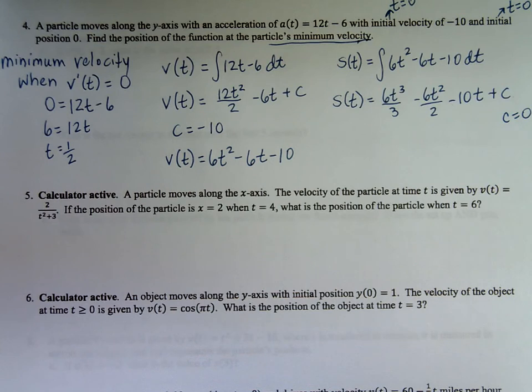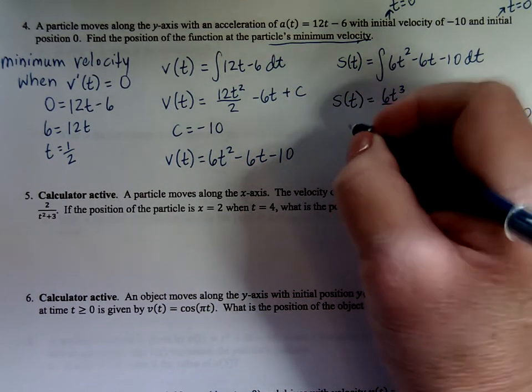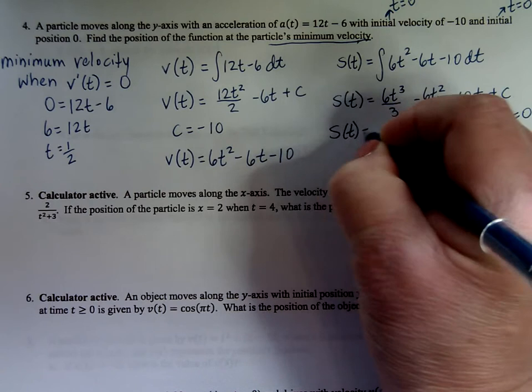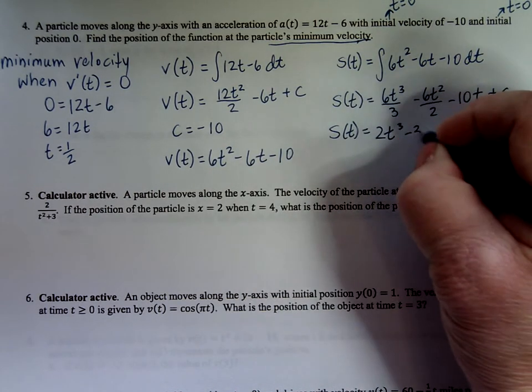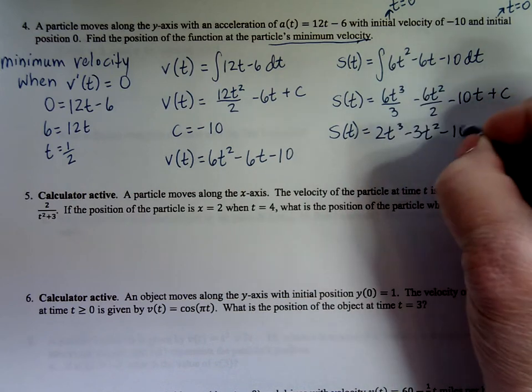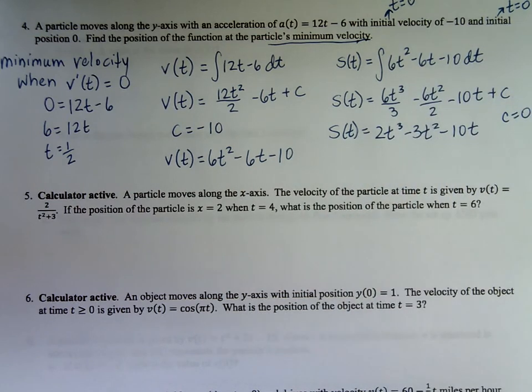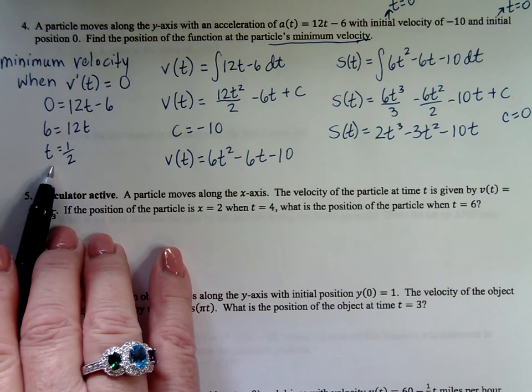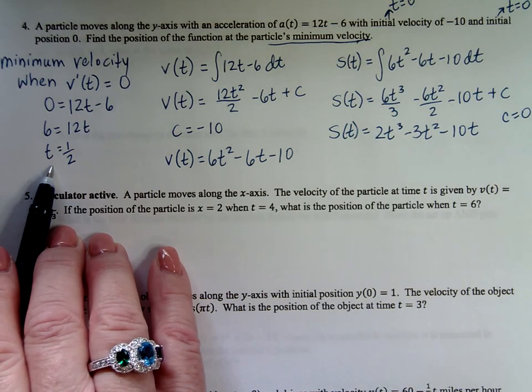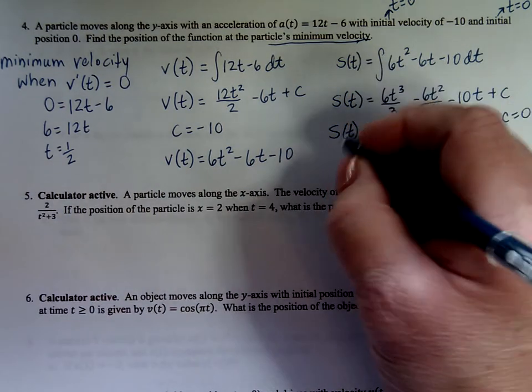So let's see what the official formula is for s of t. S of t would equal 2t cubed minus 3t squared minus 10t. And did I answer the question? Find the position of the function at the particle's minimum velocity. I didn't finish yet because now I've got to put in a t of 1/2. Whatever that is, that's going to be my final best answer. They didn't ask me for what the position formula is. They asked me to evaluate it at the minimum velocity. So I'm finding s of 1/2.